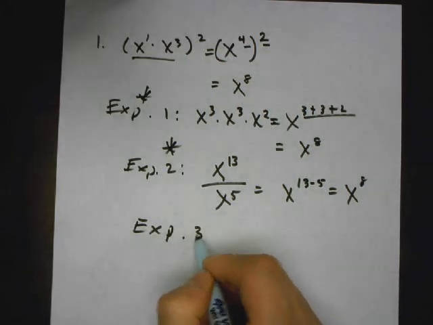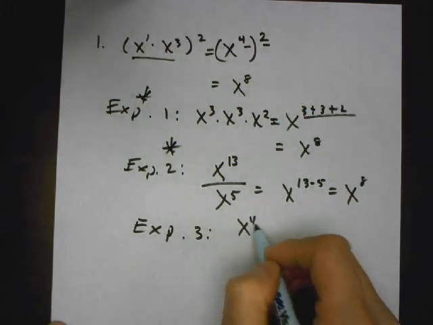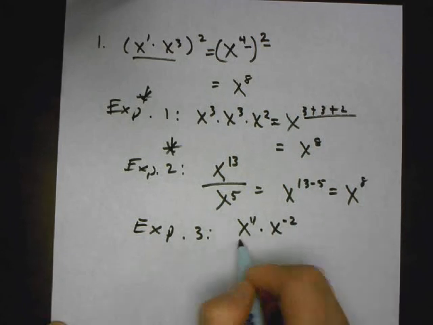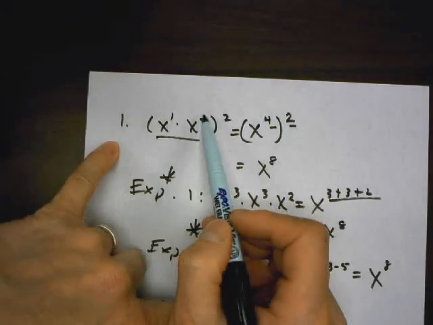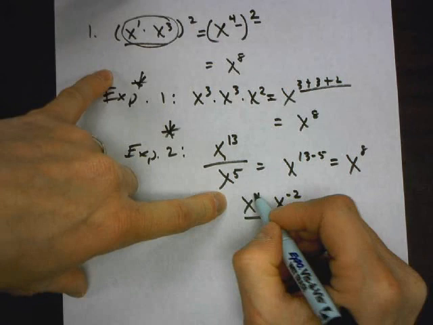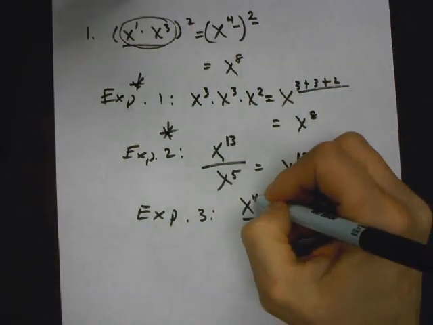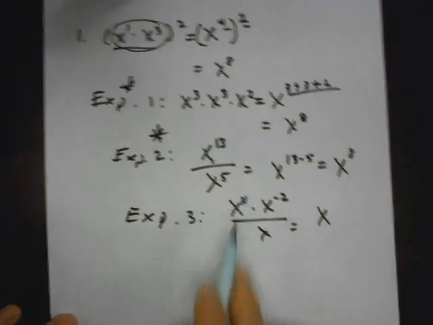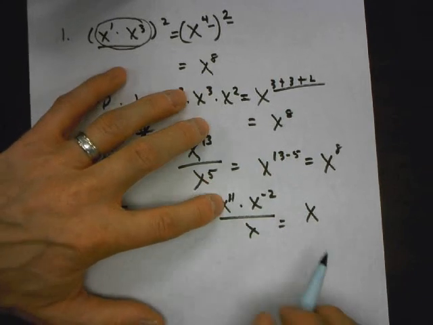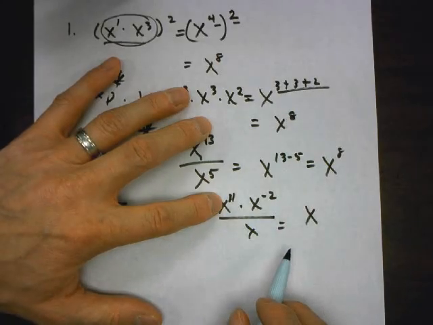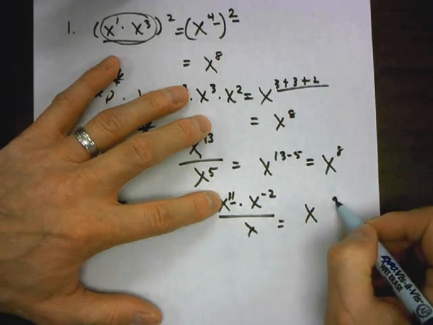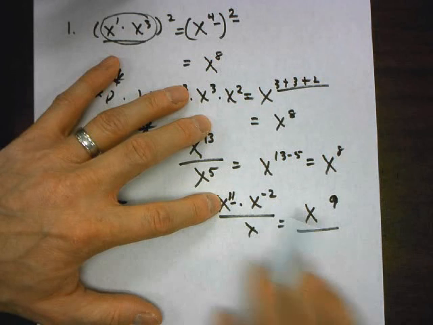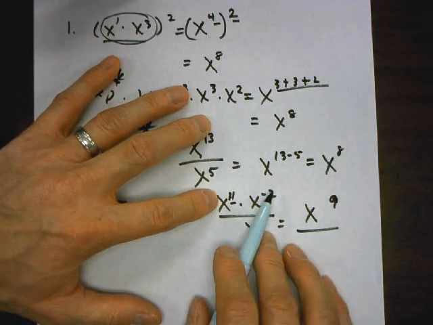Expression number 3, we have x to the 11th times x to the negative 2nd, divided by x. So we're going to do, just like we did up here, the product part first. So I copy the base and add these two exponents. When I add those two, those are opposite teams. When they're opposite teams, I subtract. So I wouldn't get a 13 from that. I would get a 9. Now, there's more positives than negatives, so that's positive 9. 11 plus negative 2 is positive 9, or in other words, 11 take away 2.